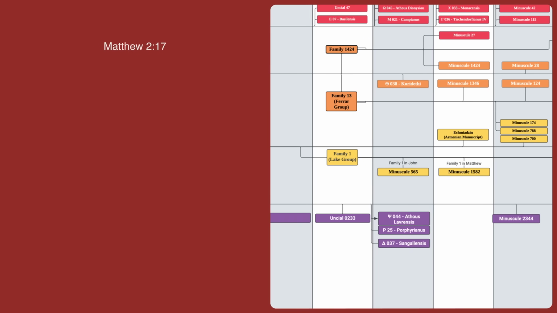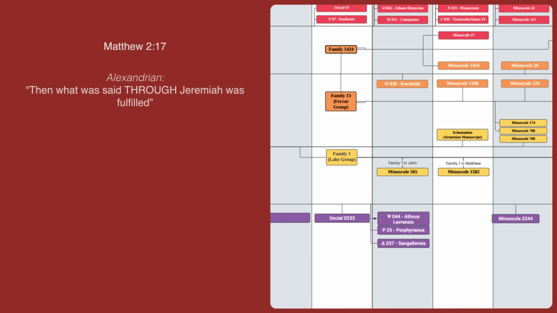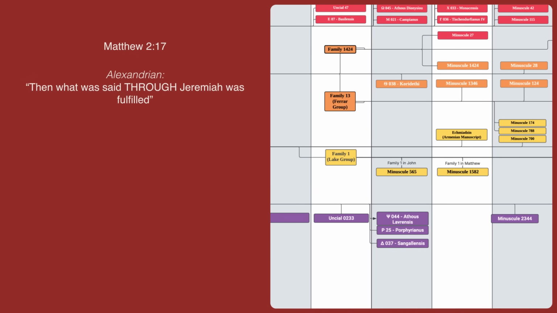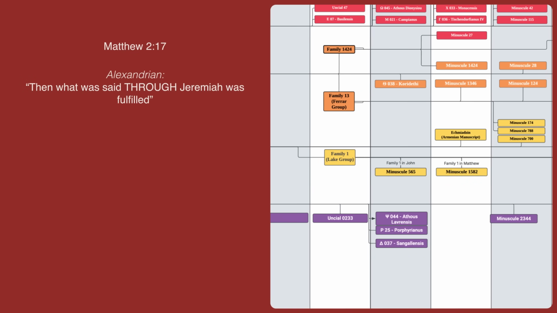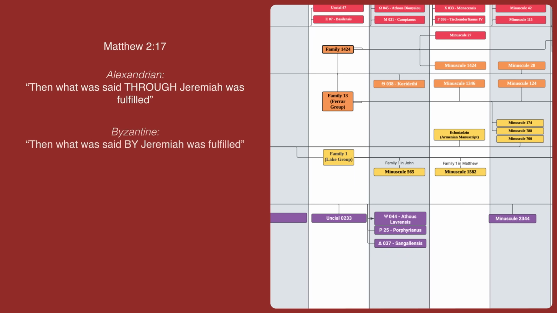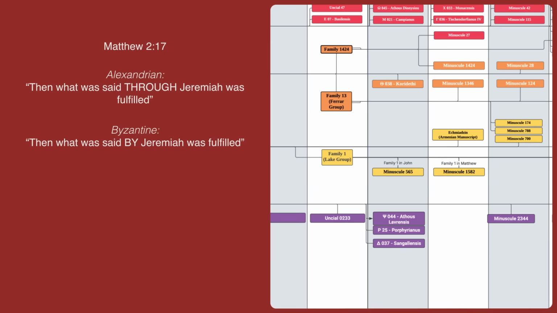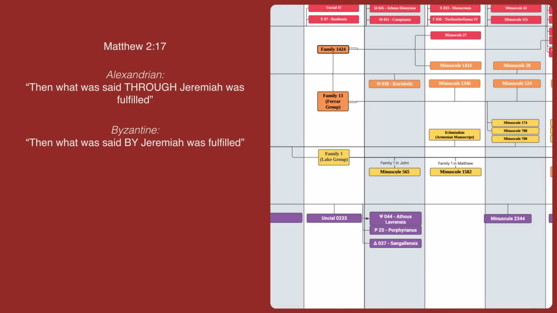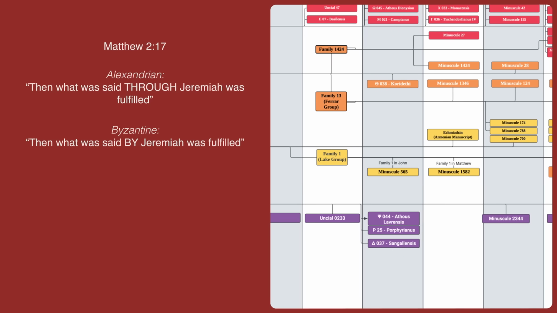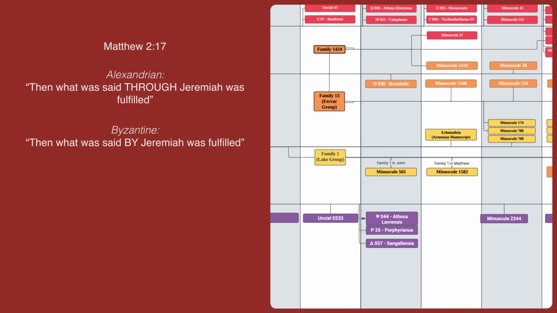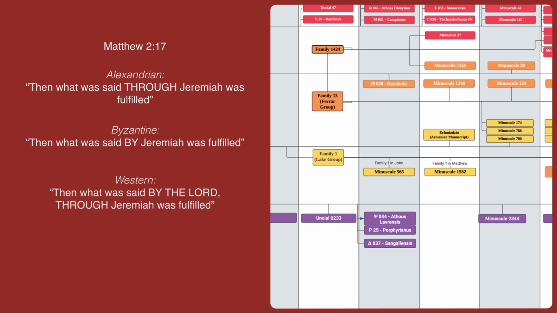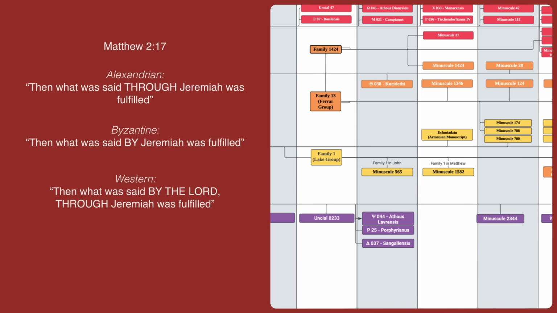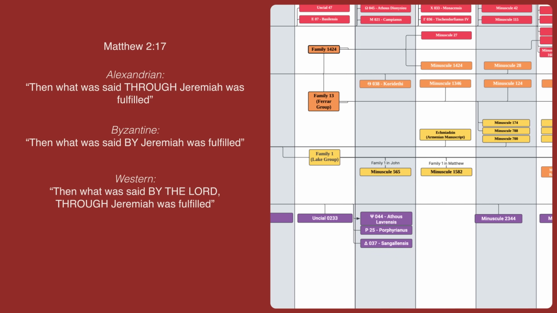The Alexandrian version reads, "Then what was said through Jeremiah was fulfilled." But the Byzantine version reads, "Then what was said by Jeremiah was fulfilled." So just one little word is different, and it doesn't really impact the meaning of the verse. But take a look at the Western version. It reads, "Then what was said by the Lord through Jeremiah was fulfilled."